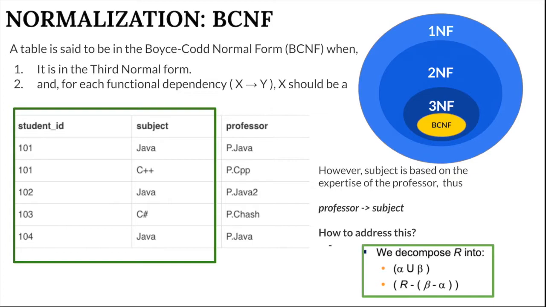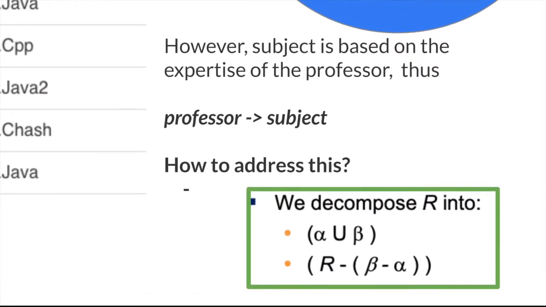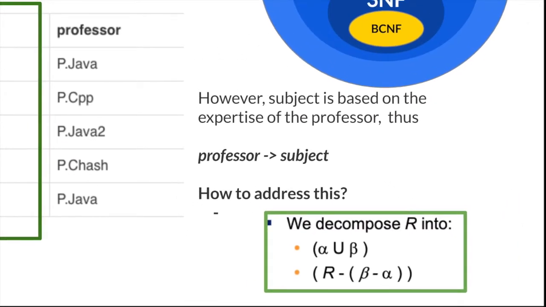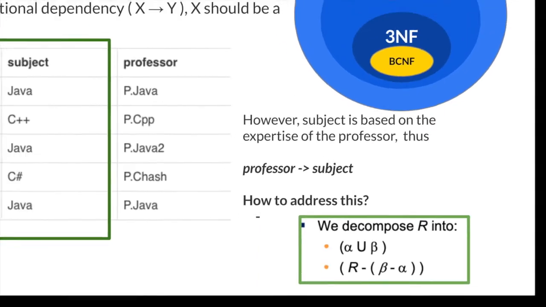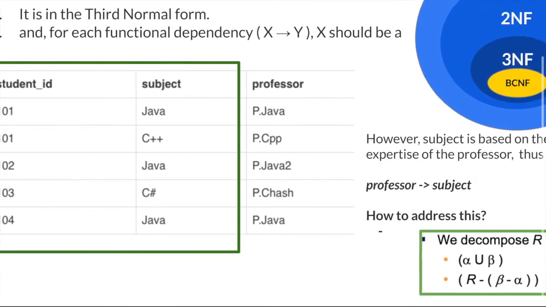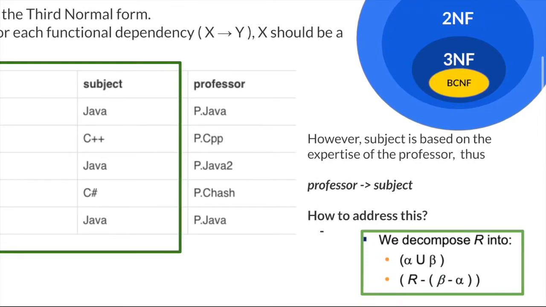And then how do we convert this type of table to Boyce-Codd normal form? Well, alam natin ito from the definition before. We need to decompose R into parts. And yung parts na to ay yung alpha to beta na to. So, in this case, we have alpha equal to professor and then beta equal to subject. And then the first table will be yung alpha union beta, so professor and subject. And then the remaining part is the student ID and then subject.